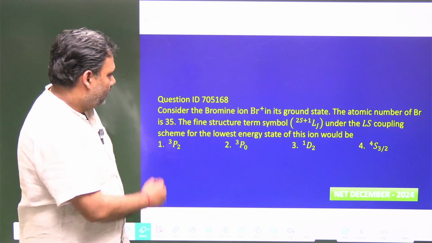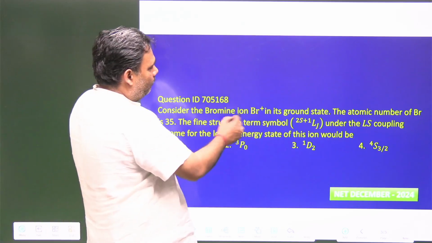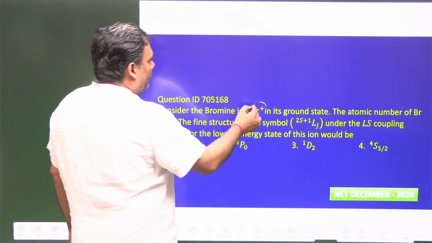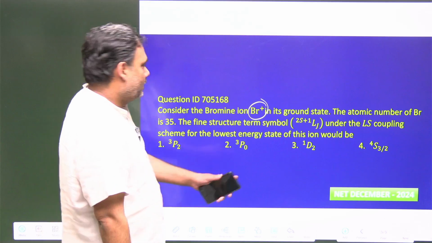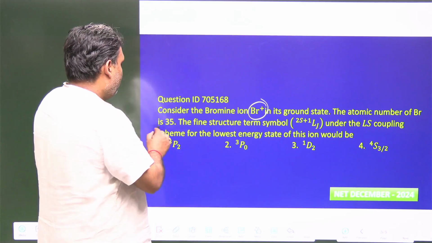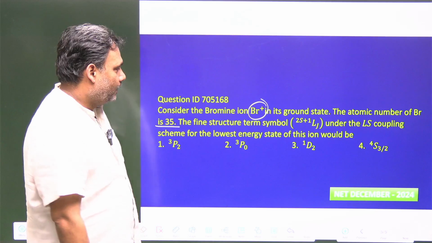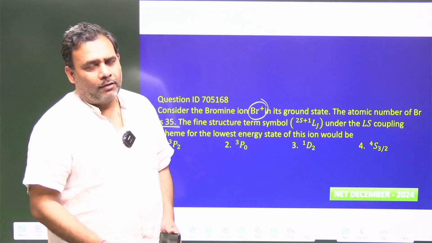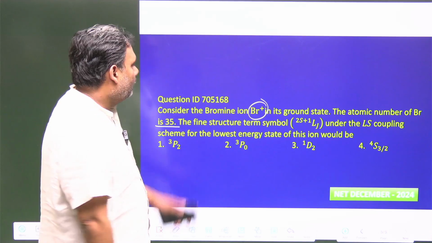Hello students, so let us try to solve this particular problem where we have to calculate the spectral term for bromine plus for an LS coupling scheme, and it is given that the atomic number of bromine is 35. So, what we have to do? We have to calculate the lowest energy spectral term for bromine plus.